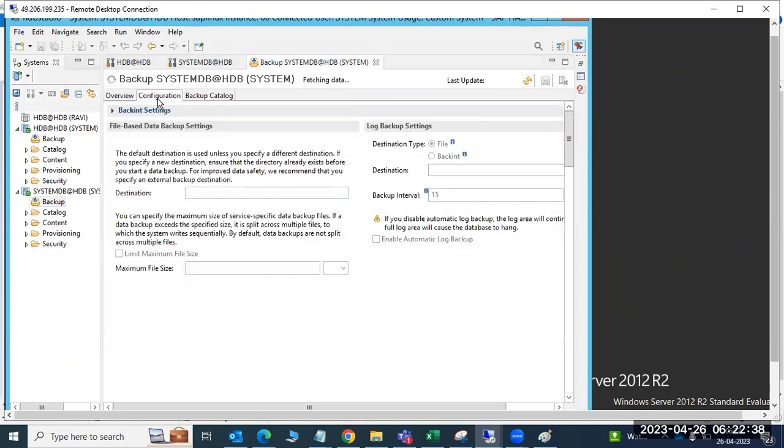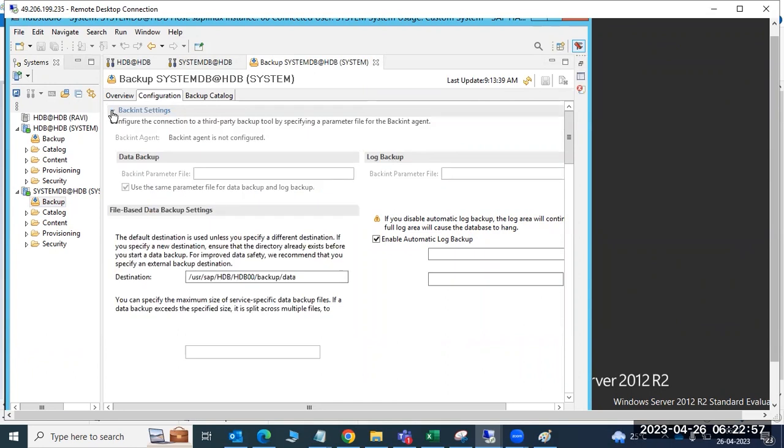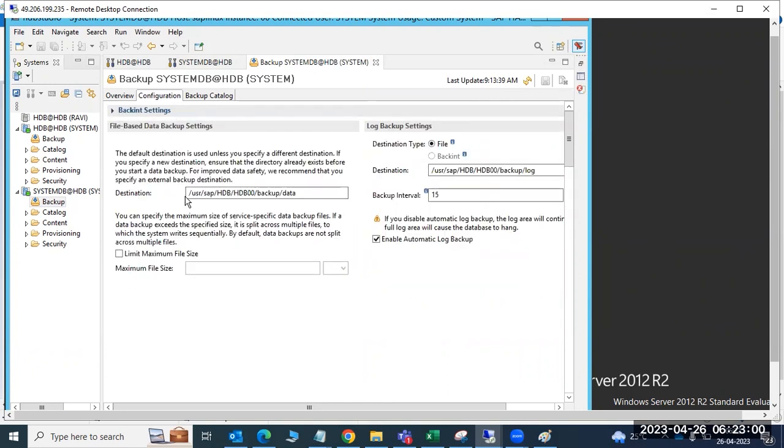In the configuration tab, these are the settings: where the backup will be stored, what the location is. Here you can see /usr/sap/SID/backup/data. This is the default location where all the backups will be stored. If you want to change the settings, we can change them as well. And also log: there are two types of backups, data backup and log backup.